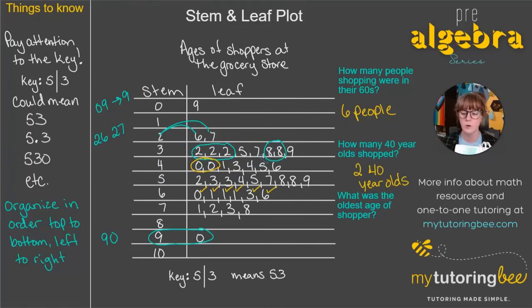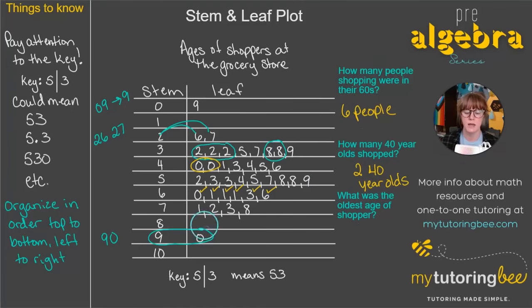All right, and then another question that we have is, what was the oldest age of shopper? As we can tell, all of these are organized with our stems in ascending order as we go from 0 to 10 as we go down. And notice too that all of our leaves are going in ascending order from left to right. So we've got 2, 2, 2, 5, 7, 8, 8, 9. They're all in order from lowest to highest.